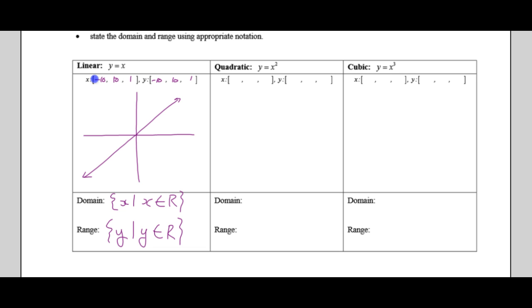Okay, so that's how you read that: the set of all x such that x belongs to the reals. If you want to write that down at the bottom, it says the set of all x such that x belongs to the reals. That would be fine. Okay. Questions on y equals x? No, easy. y equals x squared.